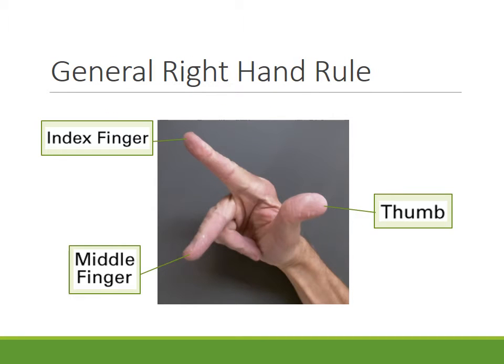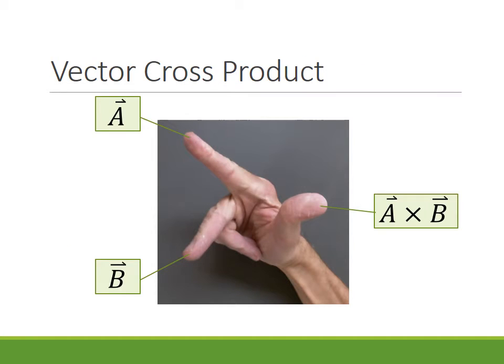So the right-hand rule uses the index finger, middle finger, and thumb of your right hand organized to be mutually perpendicular. As this relates to vector cross products, we would have vector A be, for example, your index finger, B the middle finger, and then the thumb would be the direction of A cross B.